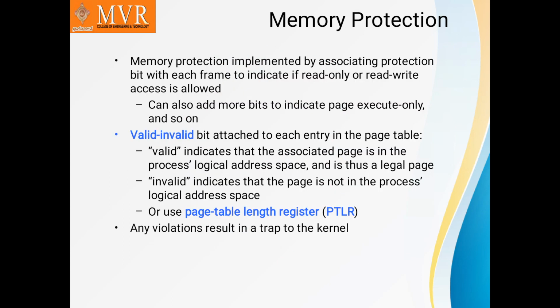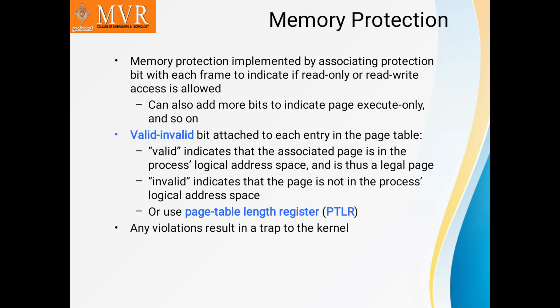And memory protection. In this memory protection, it is implemented by associating a protection bit with each frame to indicate if read-only or read-write access is allowed. We can also add more bits to indicate page execute-only and so on. It has two bits, that is valid bit and invalid bit. If the data is in it, that is valid. If data is not there, then it is an invalid bit.